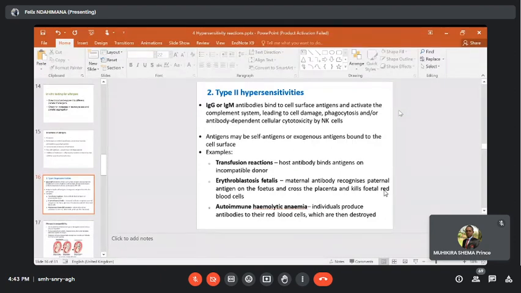We have again type 2 hypersensitivity, which is just another reaction. This one involves IgG or IgM antibodies, and it leads to cytotoxicity, or like the release of cells. The examples we have here are transfusion reaction, erythroblastosis fetalis, and autoimmune hemolytic anemia. I think you already know these reactions.